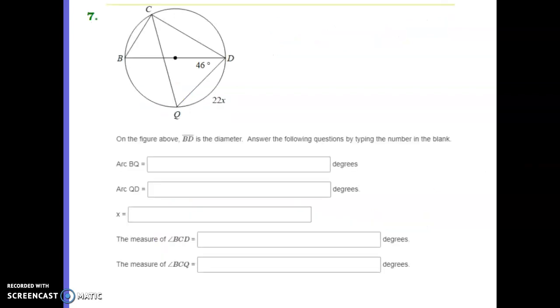Okay, moving on to number 7. On the figure above, BD is the diameter. Answer the following questions. So, arc BQ. Arc B, it's an arc, so here it is, BQ.